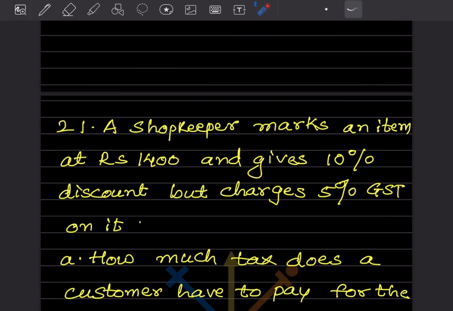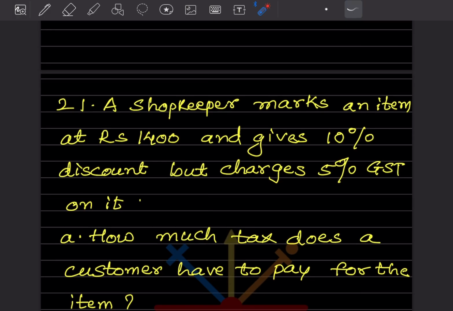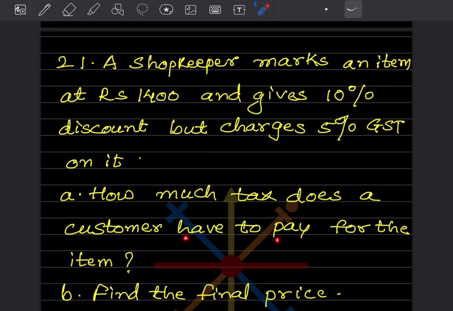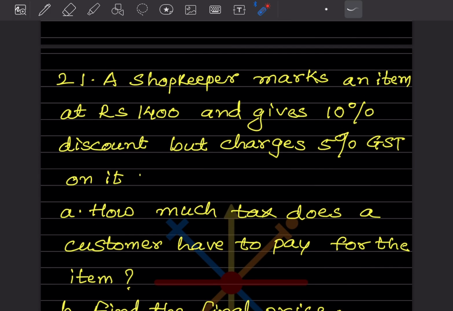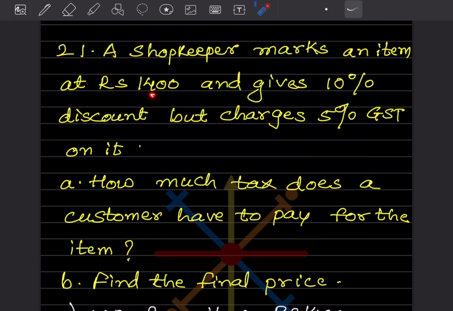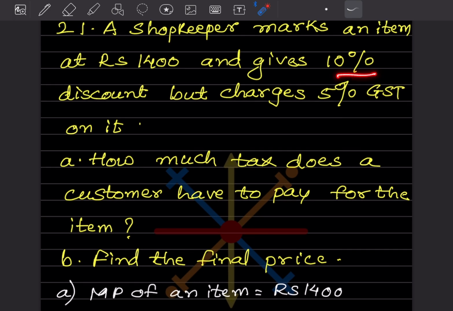A shopkeeper marks an item at rupees 1,400 and gives 10% discount but charges 5% GST on it. How much tax does a customer have to pay for the item? And you have to find the final price. So the mark price of the item is given as 1,400 and the discount is given as 10%.